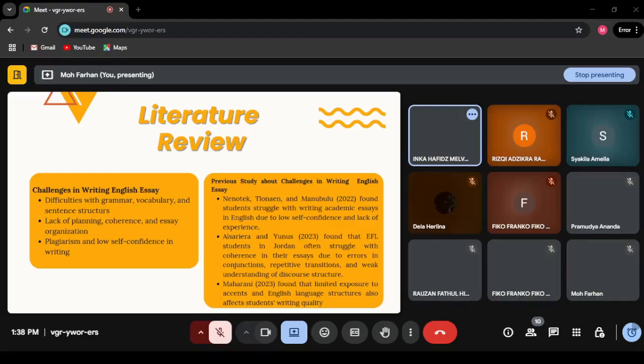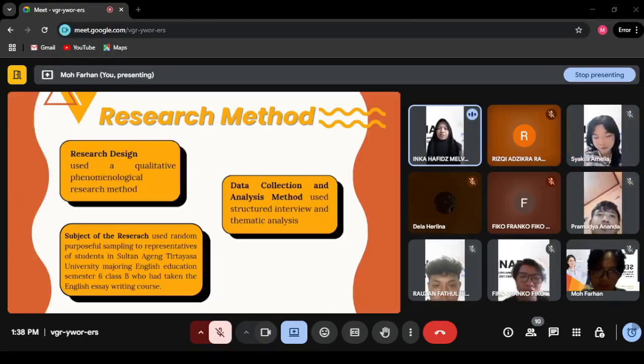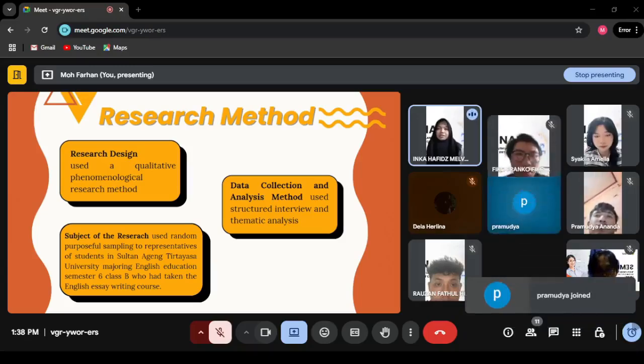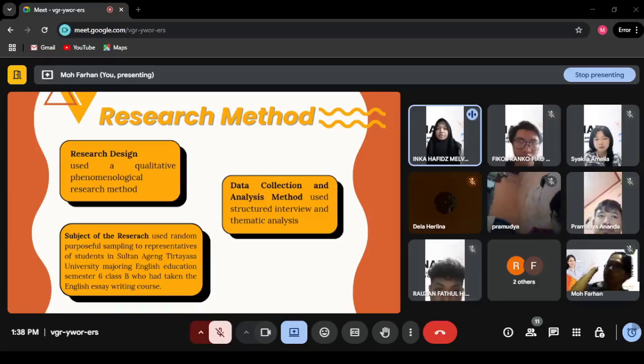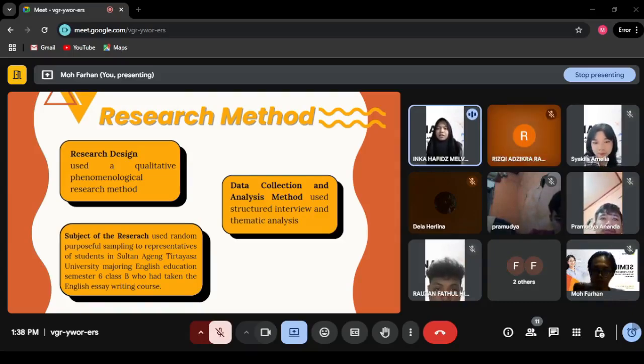Next is the research method. We use the qualitative phenomenological approach to explore students' lived experiences. Three students from the English Education Department were selected through purposive random sampling. All participants had completed the English essay writing course. Next is the data collection and analysis method.